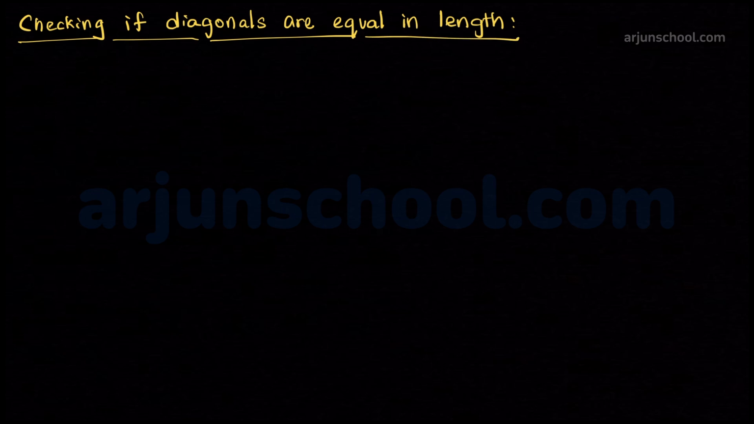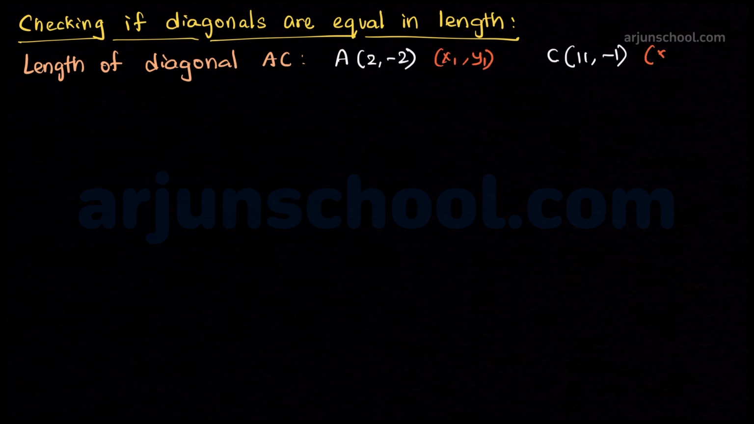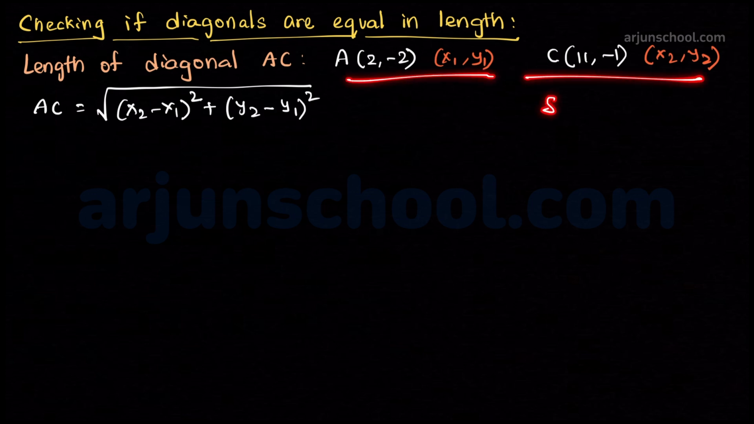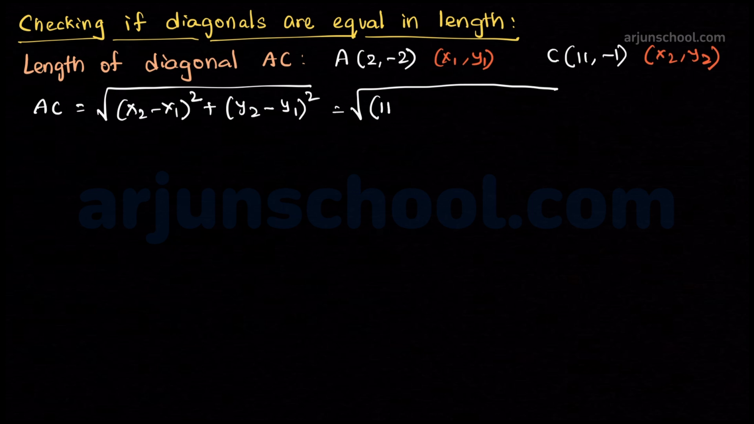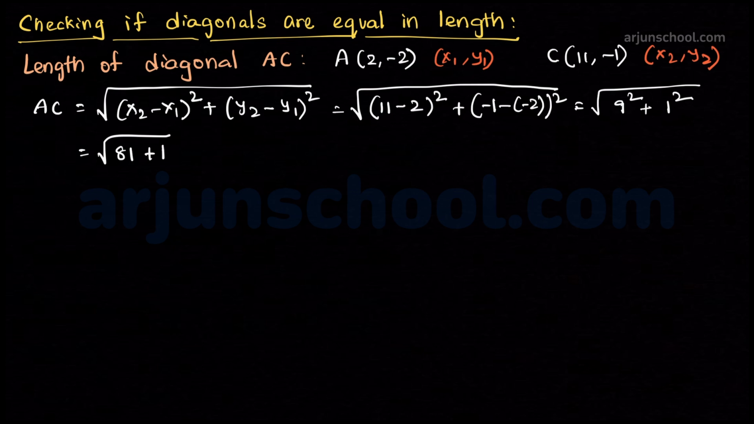What are the diagonals? Diagonals are AC and BD. First let us compute the length of the diagonal AC. Consider vertex A as x1, y1 and vertex C as x2, y2. The distance between these 2 points is root over (x2 minus x1) whole square plus (y2 minus y1) whole square. Substituting A and C: root over (11 minus 2) whole square plus (-1 plus 2) whole square, which is root over 9 square plus 1 square. 9 square is 81, 1 square is 1, so root over 82. The length of the diagonal AC is root 82 units.